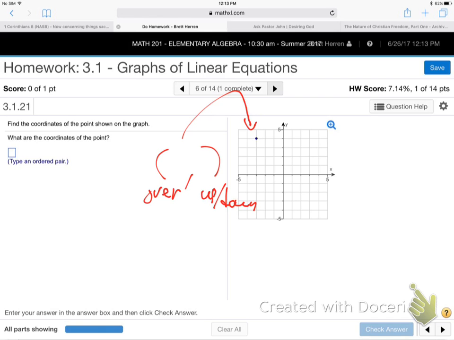So starting from the middle, starting from the origin, how far over do you have to go? Yeah, back 1, 2, 3, looks like. And then up 1, 2, 3, 4. That good? Back 3, up 4.